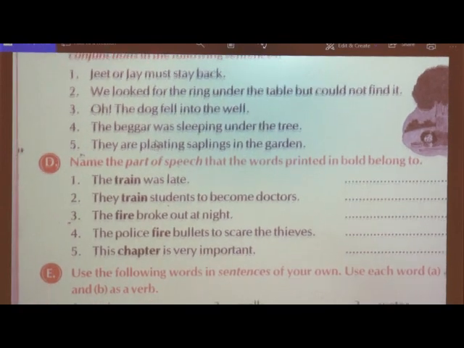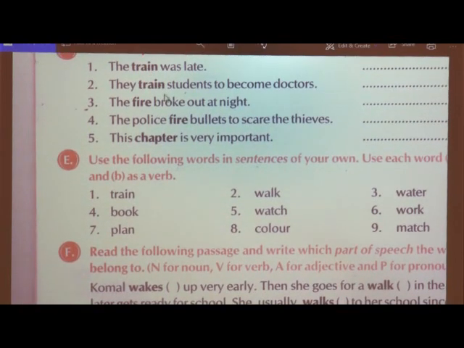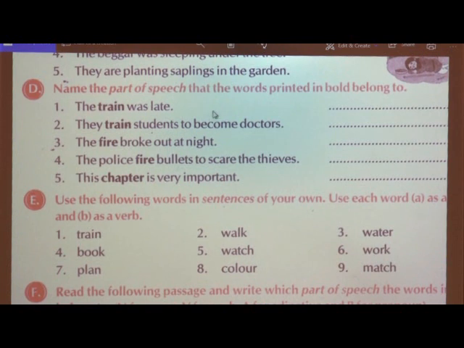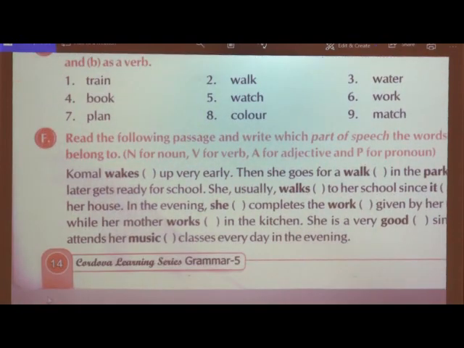Then here also name the part of speech. Two different words are given, but they convey different meanings, and we are going to write whether it is a noun or a verb. And here also one word is given, so you are going to use this one word in a sentence as a noun, and as a verb also. This also we have done. And the last exercise was about the passage. Here you have written the different parts of speech: for noun N, for verb V, adjective A, and for pronoun P.